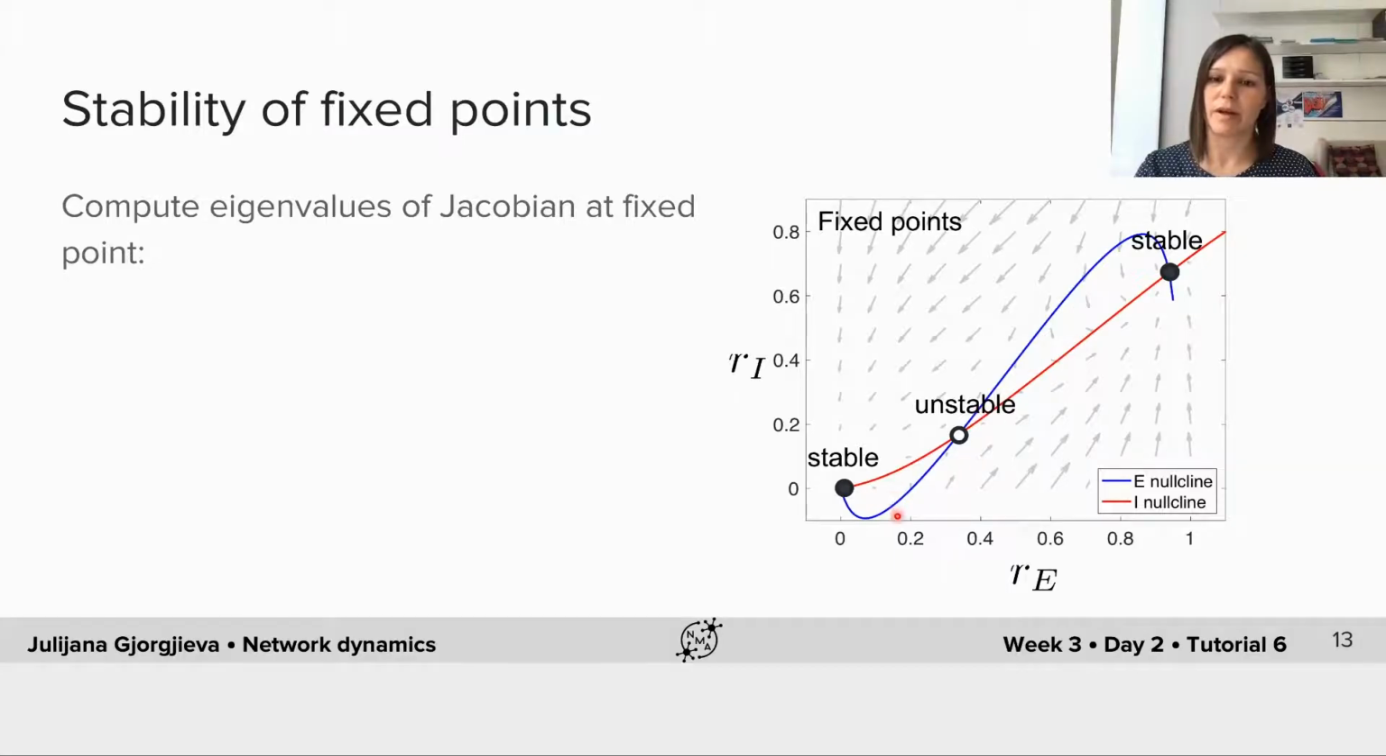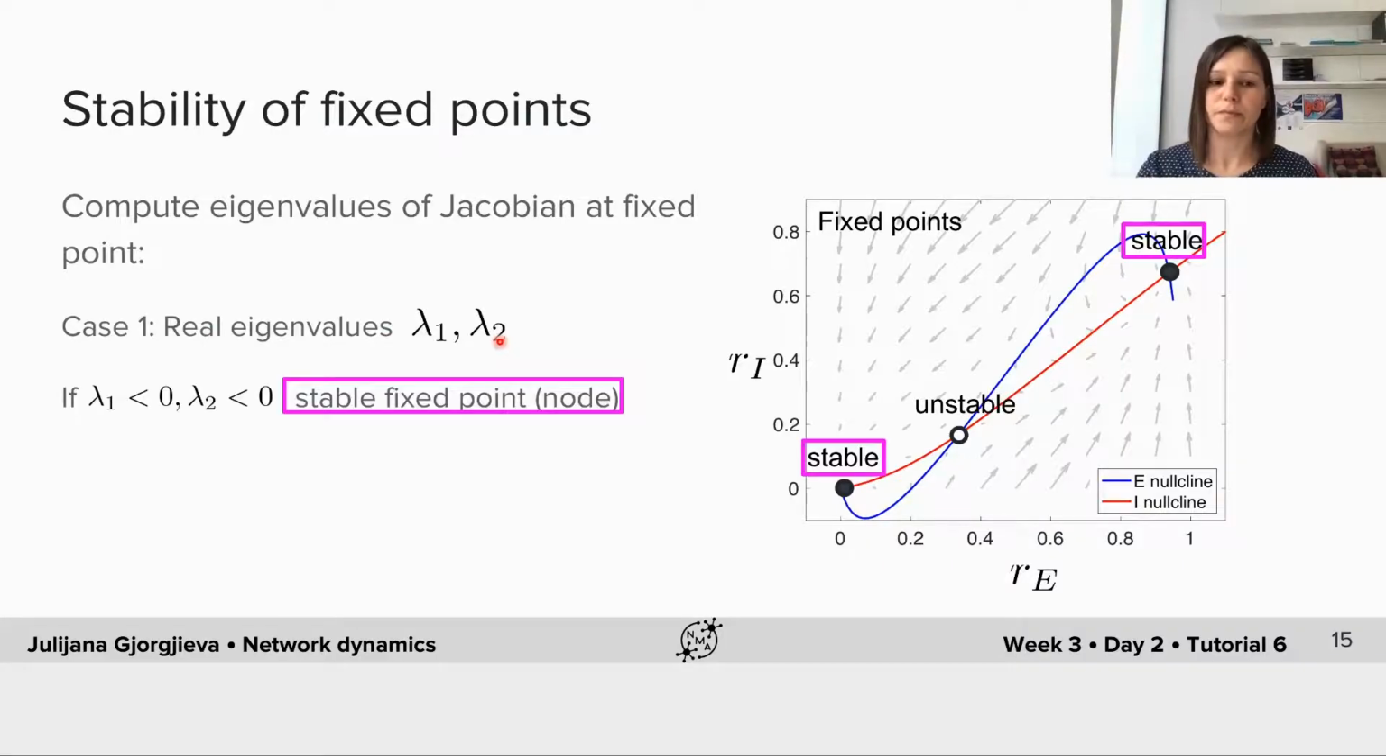So we have the phase plane with the two nullclines shown in red and in blue, and the three fixed points, two of which we know from the graphical analysis are stable and one is unstable. As you will have a chance to explore in the notebook, if one evaluates the Jacobian at each of these three different fixed points, we will see that the eigenvalues are real. So this corresponds to this first case. The two real eigenvalues, we denote them with lambda 1 and lambda 2.